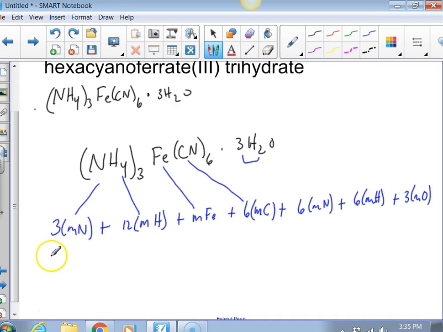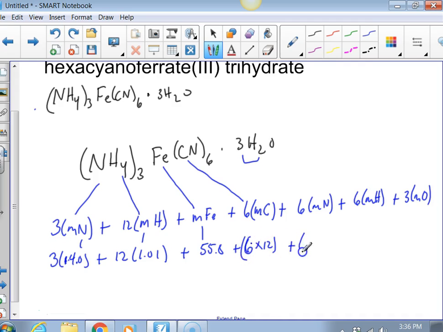So this is going to be 3 times 14 plus 12 times 1.01 plus 55.8 plus 6 times 12 plus 6 times 14 plus 6 times 1.01 plus 3 times 16, to connect all those parts.